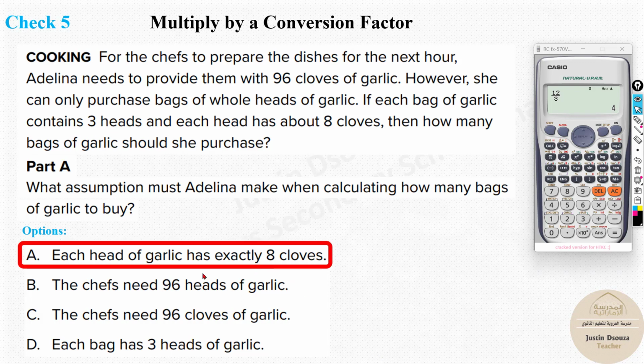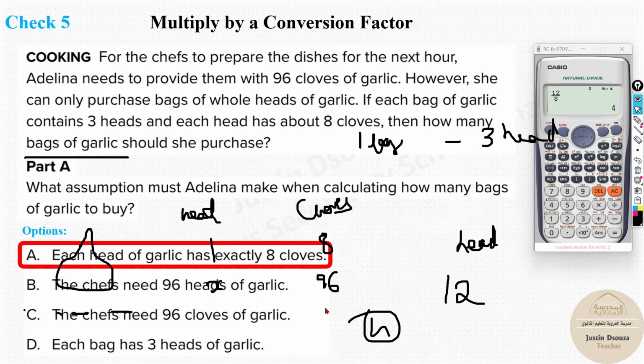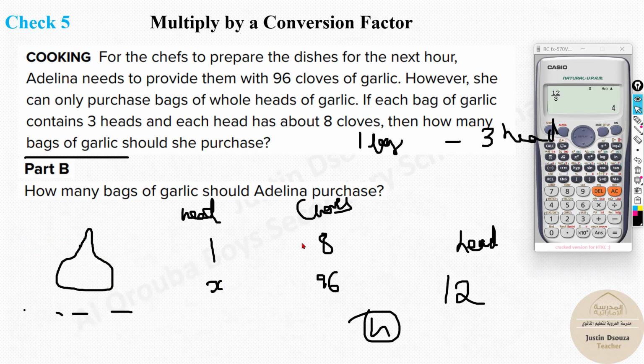Yes, this is what she needs to know. Why? Because if she knows this, then only she can convert and solve, isn't it? She already knows what she needs to provide, but she needs to know this equation: one head is 8 cloves. Only then she can find how many heads to get 96 cloves. So this is very important.